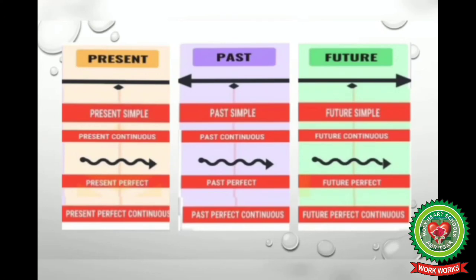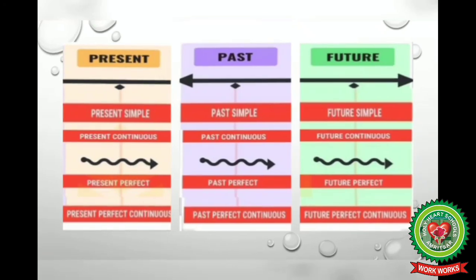Now present, past and future tense are further categorized into 4 types, that is simple tense, continuous or progressive tense, perfect tense and perfect continuous or progressive tense. You are going to learn about each tense in detail in our coming videos.